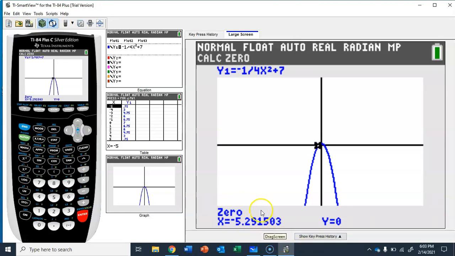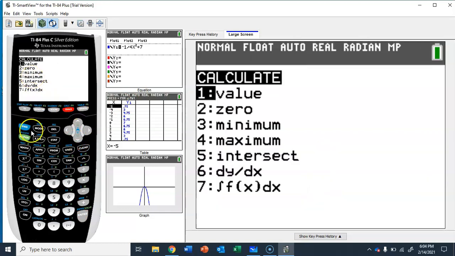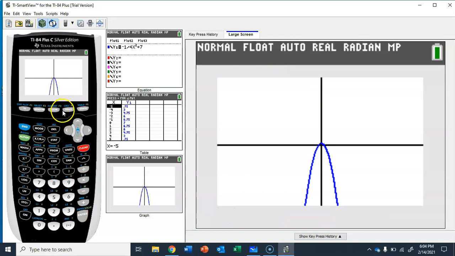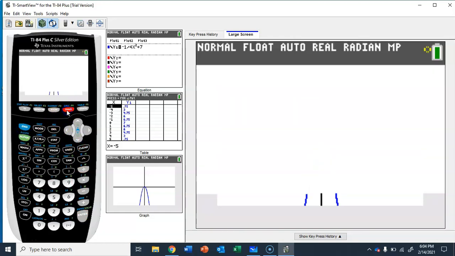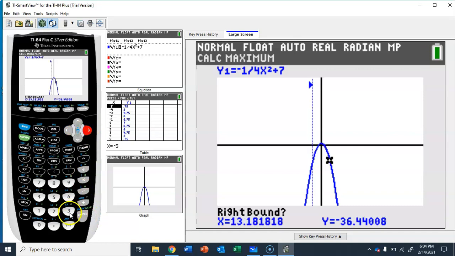Now also from this, let's get the vertex or the maximum because it's facing downward. So I'm going to clear out again, hit second trace, and I'm going to go to maximum, option 4, hit enter. Whoops, it's going to give me an error. Let me hit clear again. Okay, option 4, left bound. Always start on the left. Left, enter. Right side or right bound of the parabola, enter. And my guess for the maximum is to get as close to the top as possible.